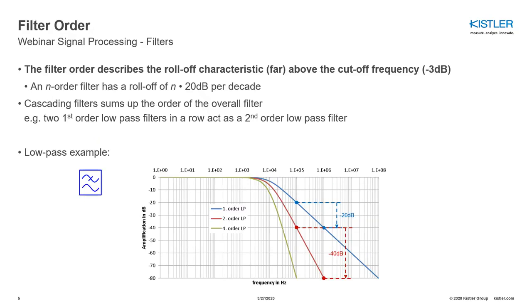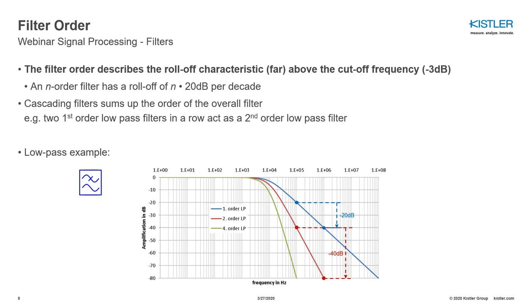The filter order describes the roll-off characteristic of a filter frequency response above the cutoff frequency. Important to know is that an N-order filter has a roll-off of N times 20 dB per decade, where a decade is a multiplication by factor 10. For example, from 1 kHz to 10 kHz, we are talking about a decade.